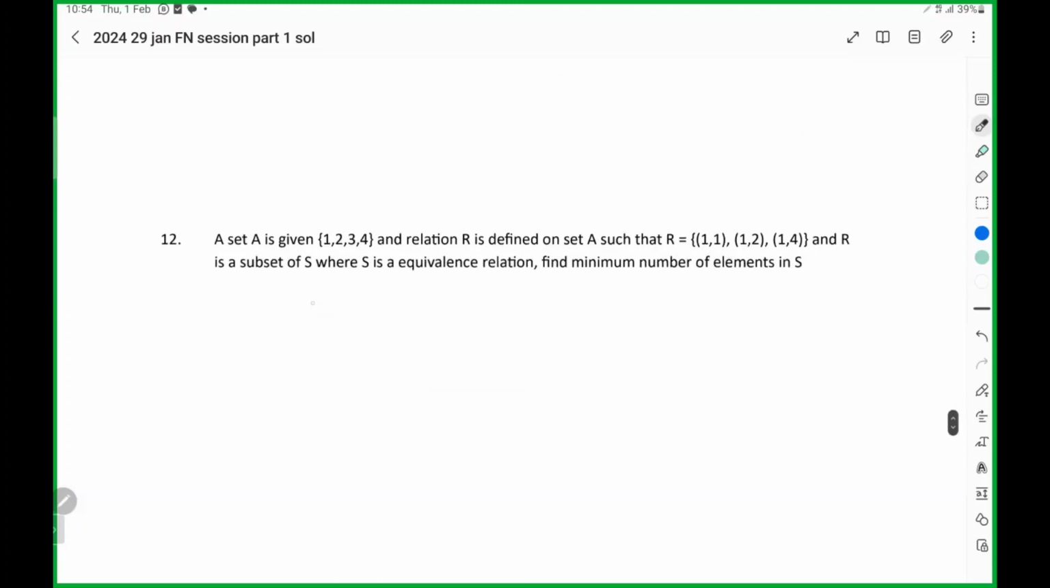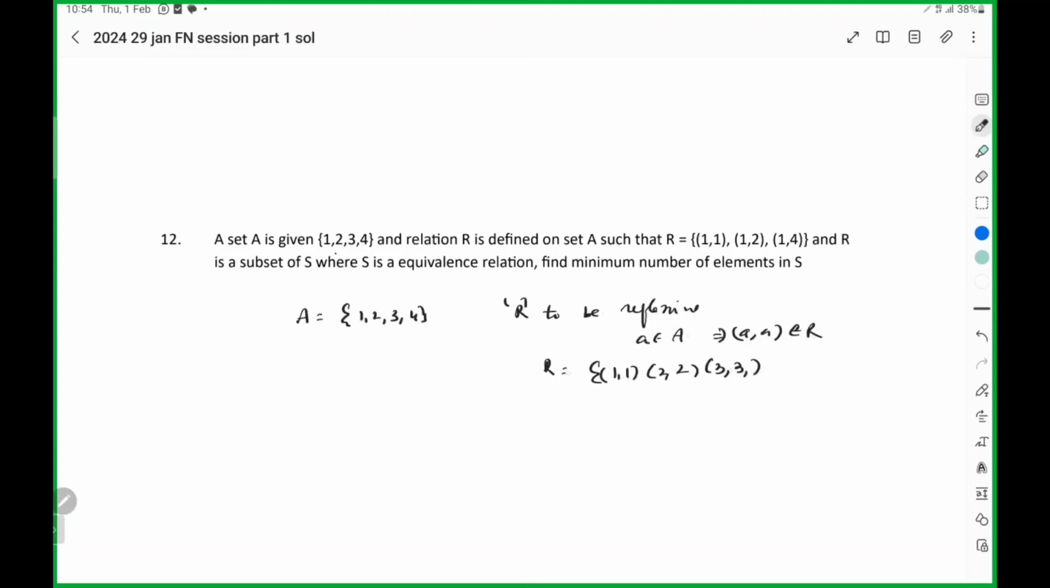Okay. Here you take A as {1, 2, 3, 4}. For a relation to be reflexive, a is there in A, (a, a) must be there in R. So because (1, 1) is there, (2, 2) must be there. It is not there. (3, 3), (4, 4) must be. Now it becomes reflexive. So how many elements must be added here? (2, 2), (3, 3), (4, 4) to become reflexive.